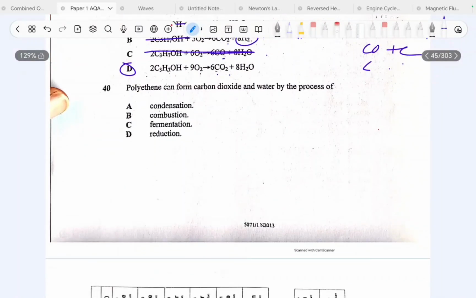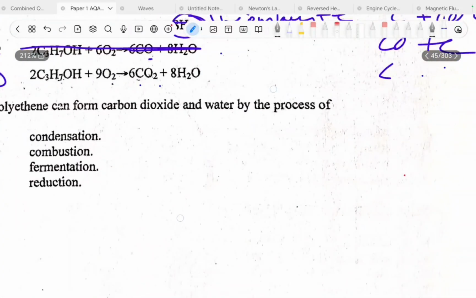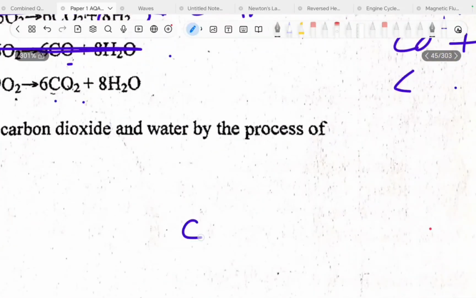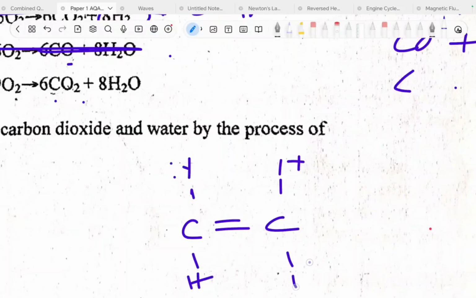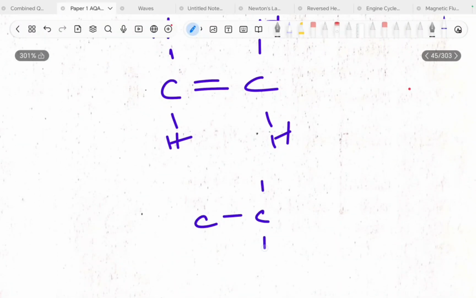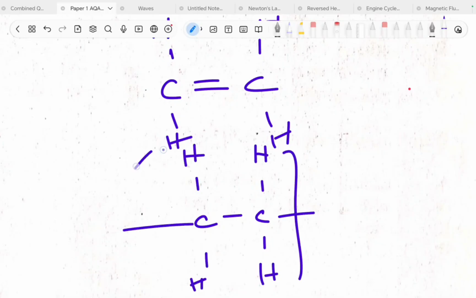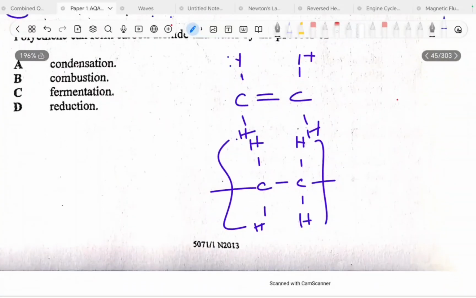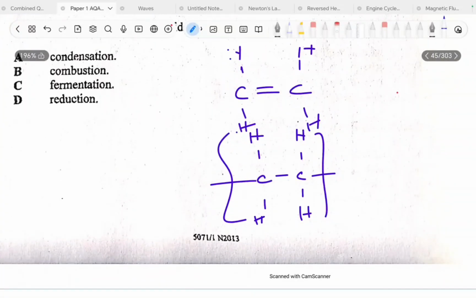Coming up to the last part: polyethylene can form carbon dioxide and water by process of. Okay, polyethylene is an addition polymer. Polyethylene starts as CH2, CH2, and then forms a long chain. And one thing about addition polymers, you cannot hydrolyze addition polymers. You cannot break them down easily, just like plastic.